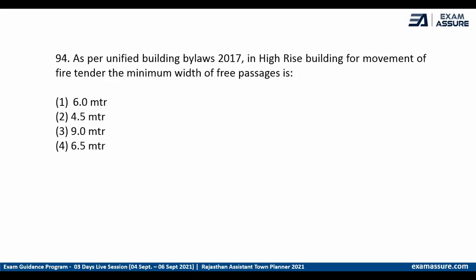As per the bylaws, in a high-rise building for movement of fire tender, the minimum width of passages is. For tall buildings we also see 6 meters sometimes, but here the answer is 4.5 meters. Below this, if you don't provide at least this much width of road around the building, you will not get approval from the local body and will not be able to construct. This is the minimum fire tender width you have to provide as per the building bylaws of Rajasthan. Okay, let's move on to the next.